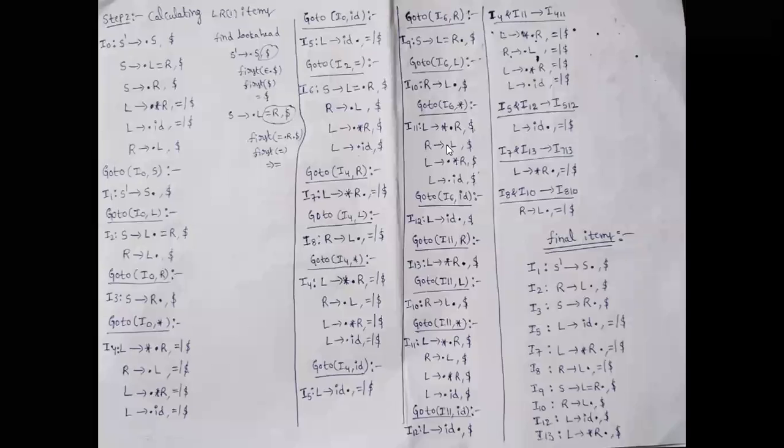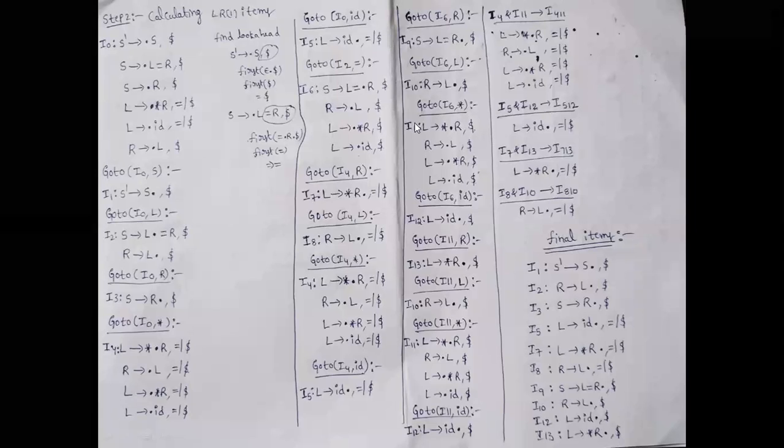In this production we are moving one position to the right of the dot. We are applying go to, then the production becomes R produces L dot comma dollar. So here is a production existing, I10. So we are naming the same state to this one.